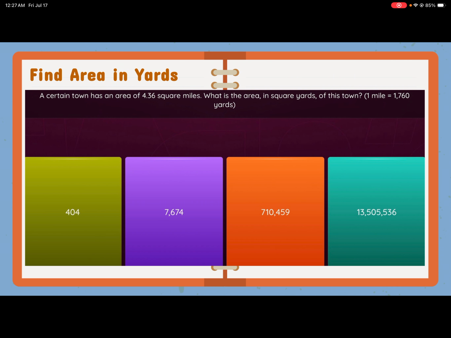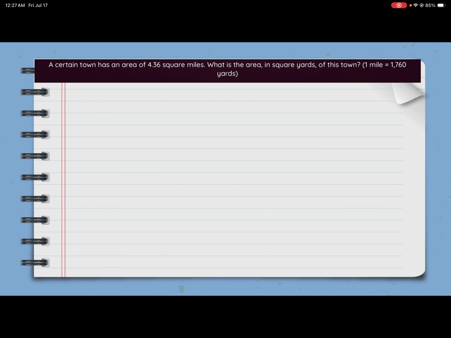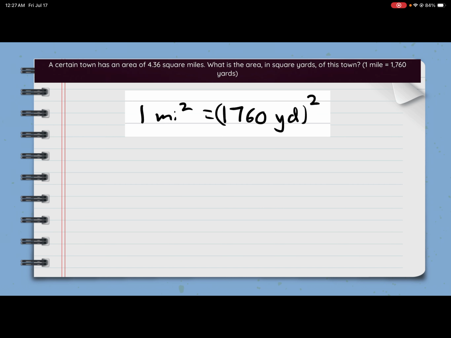Okay, last question for today. A certain town has an area of 4.36 square miles. What is the area in square yards of this town? Okay, when you have square miles, 1 mile is equal to 1,760 yards. But 1 square mile means you have to square that. And that square applies to the 1,760 as well as the yards.